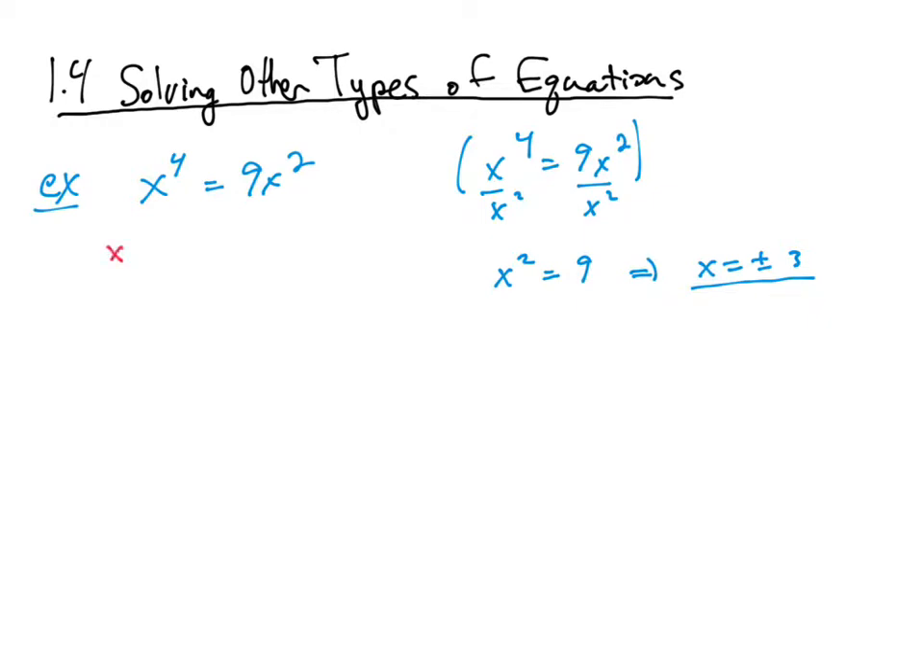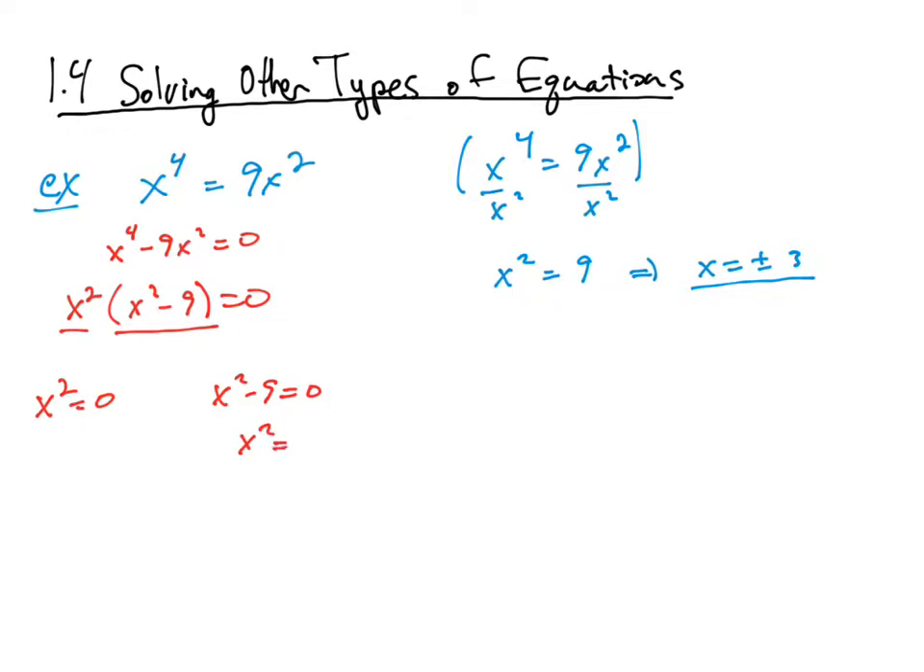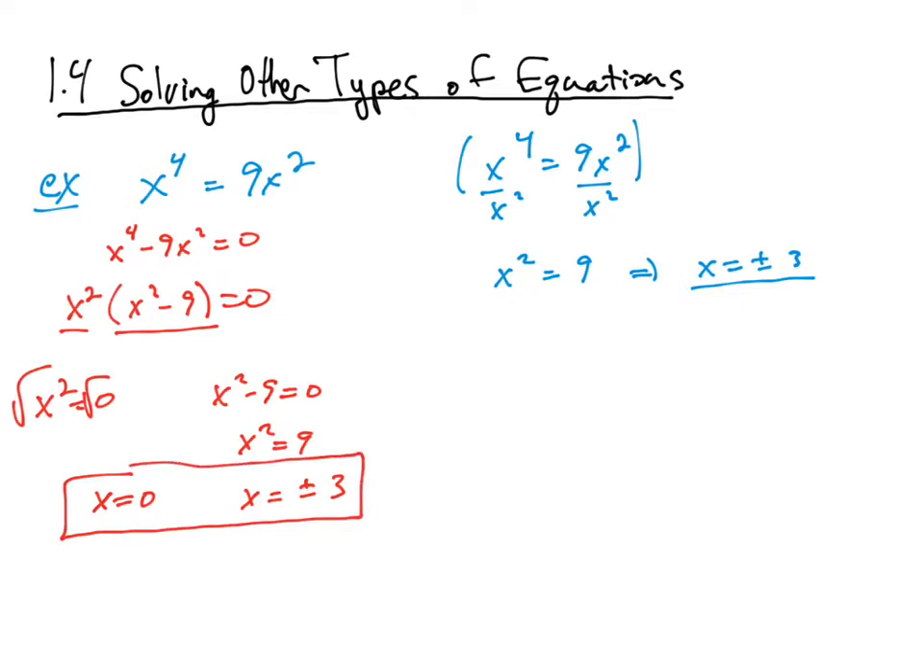So what I'm going to do is bring everything to the same side. And what we can do is factor out x squared. We get x squared times x squared minus 9 equals 0. So now we have two different factors, and we can use the zero product property to set each of these factors equal to 0. So here we get x equals plus or minus 3. Here, when we take the square root of both sides, we get x equals 0. So this is really what the solution set is.